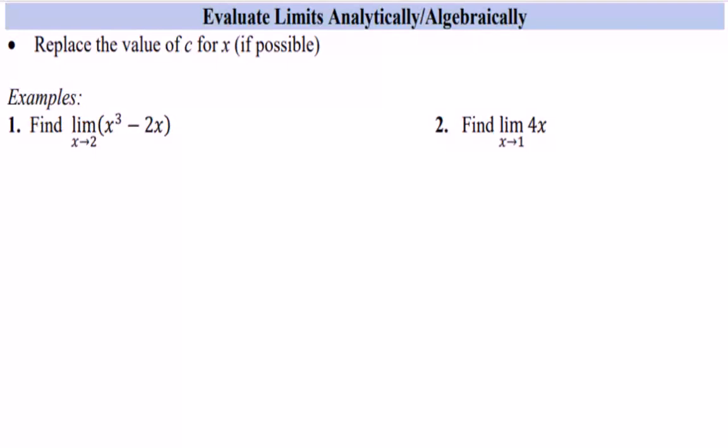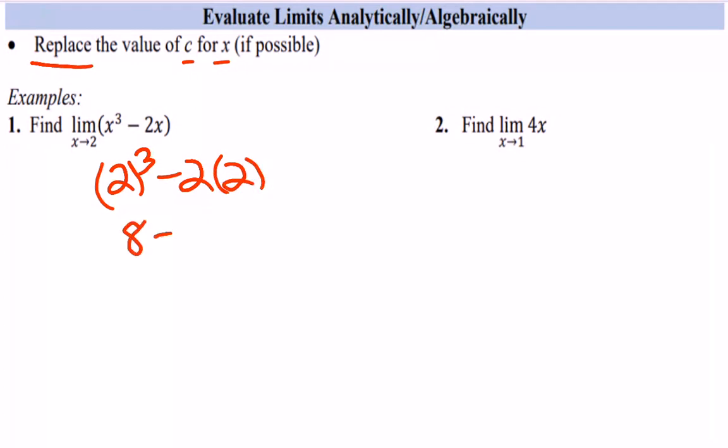So the main thing is that to find a limit algebraically, we're going to replace the value of c for x if it's possible. And we'll talk about what it means if it's not possible. So in number 1 it says find the limit as x approaches 2 of x cubed minus 2x. So let's see what happens if I substitute in 2 for x. So 2 cubed minus 2 times 2. 2 cubed is 8 minus 4. So this limit would be equal to 4.